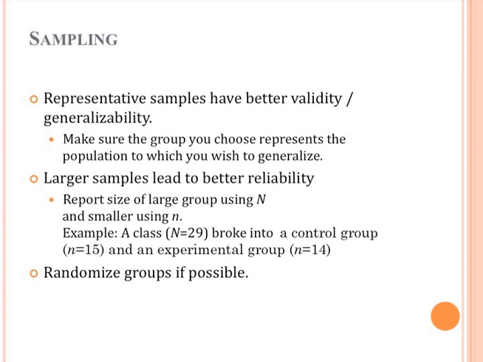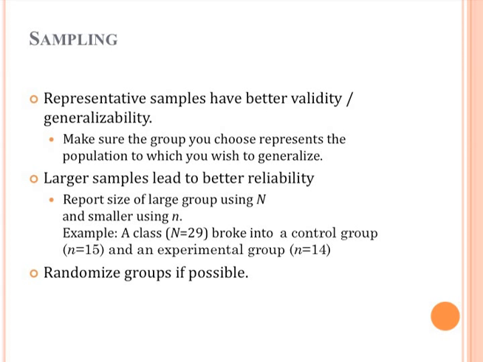If you want your results to be generalizable to the group of all 10th graders, you would have to get representative groups of 10th graders from all socioeconomic statuses, all racial groups, and all areas of the country to make it generalizable. In general, a larger sample gives you better reliability. If I study 1,000 people, I can get better data than if I study 30 people.